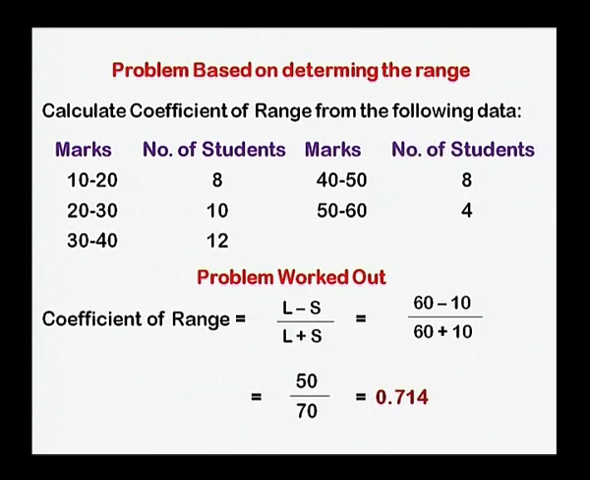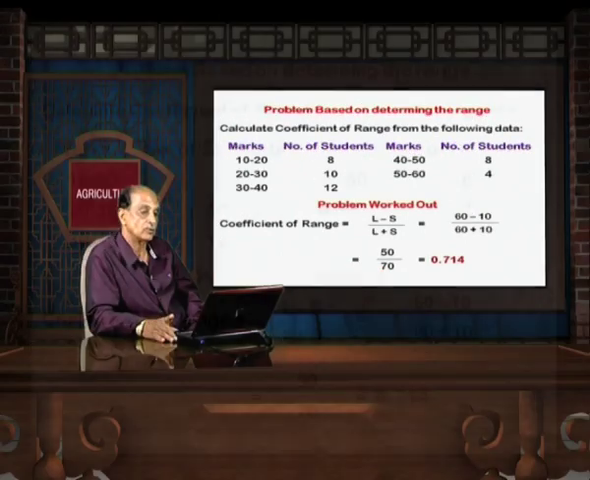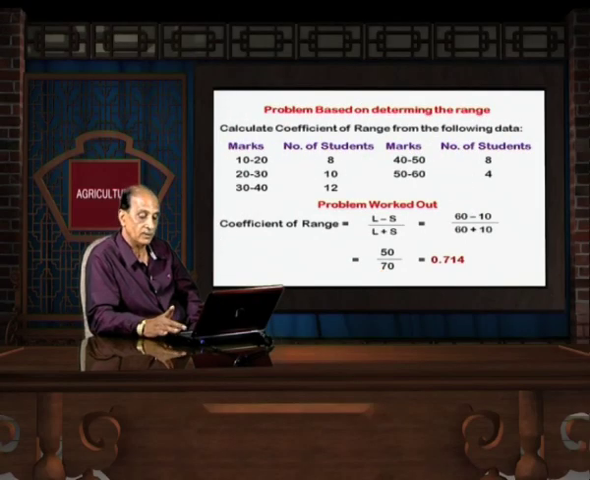Now, the problem is worked out. In this problem we just calculate the coefficient of range. L minus S divided by L plus S is equal to 60 minus 10 over 60 plus 10. In this way we get 50 divided by 70. So, we get 0.714, and that is the coefficient of range of this table.